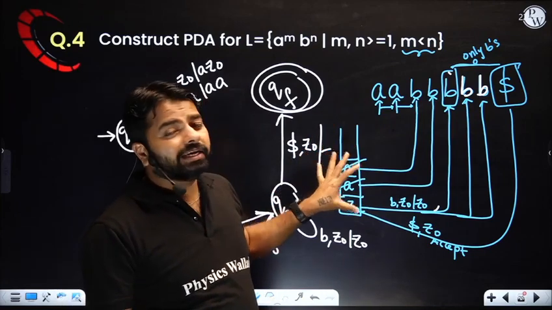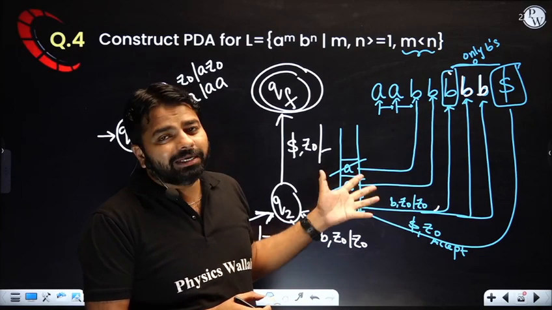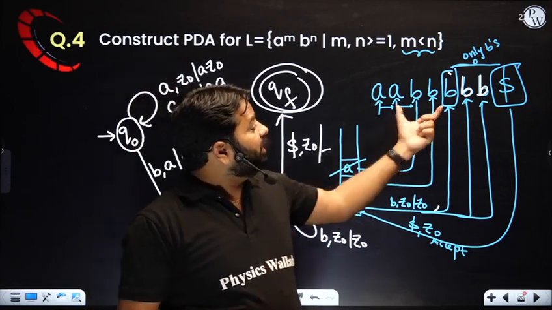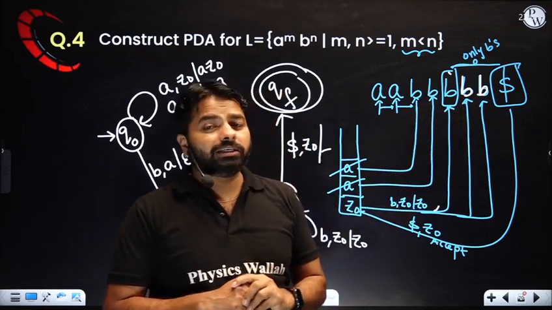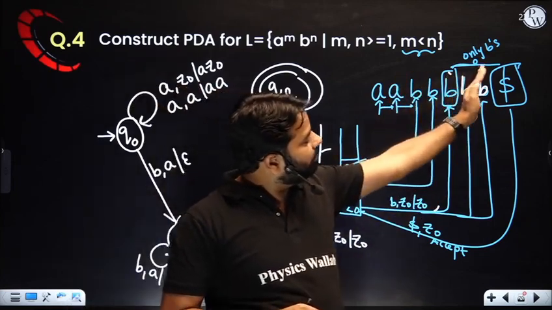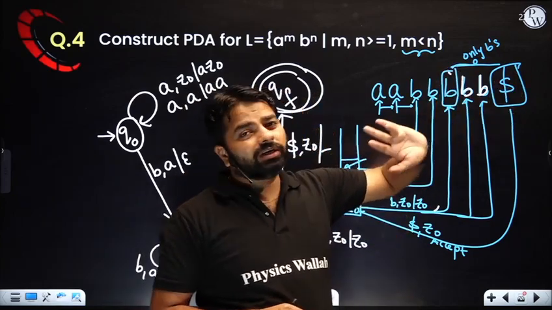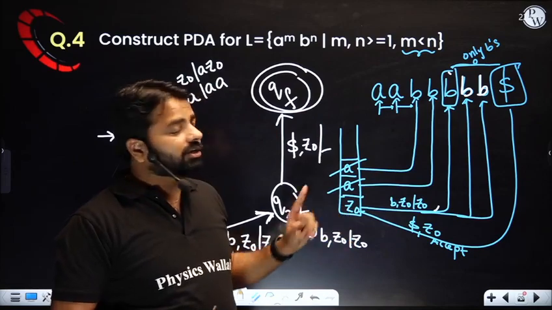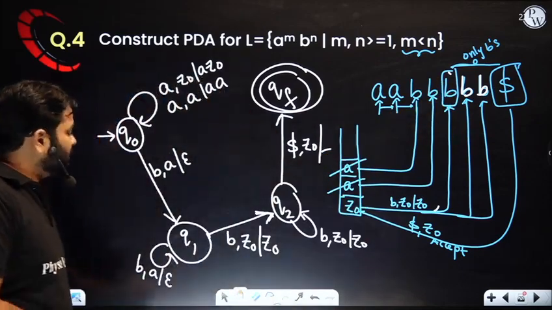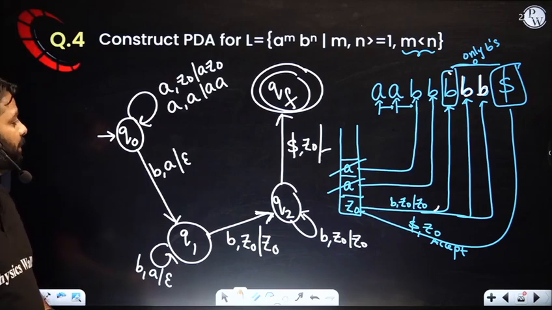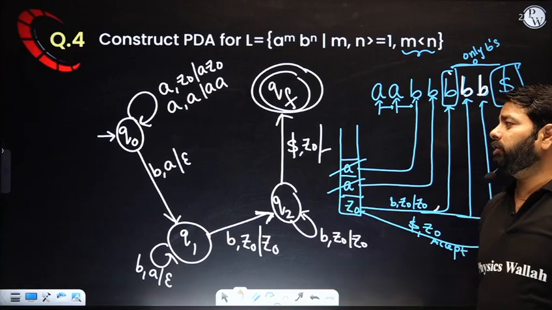When the stack left with A's, we don't have a problem with the final state mechanism because we don't need to make the empty stack. But when you left with the B's, definitely without reading the whole input, you can't decide. So you have to read all the B's, ensure that only B's are there after this B, and when you reach the dollar, the top of the stack should be Z naught to say that B is more than A's. Okay, this is the DPDA, absolutely, this is a DPDA for accepting the given language.